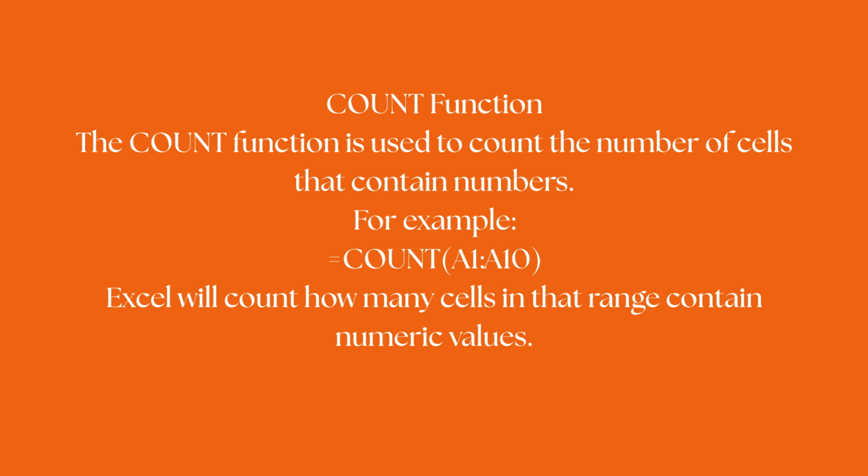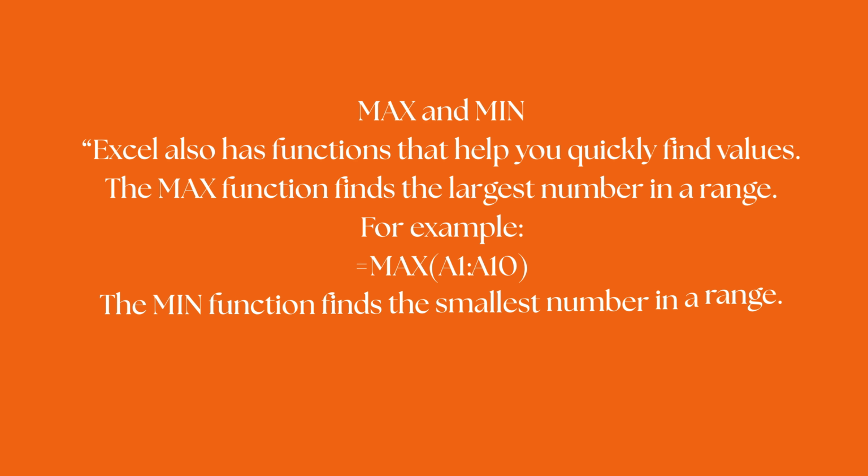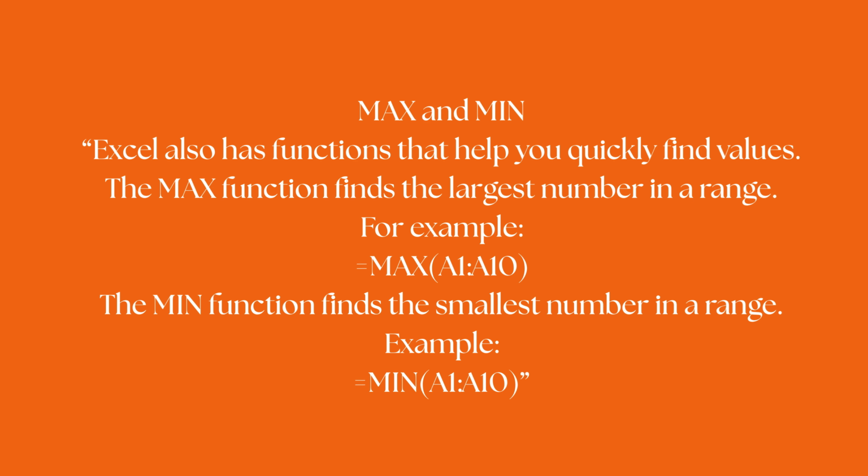The next function is the COUNT function. Now, the COUNT function is used to count the number of cells that contain numbers. For example, if you have numbers in cells and there are so many and you want to know how many there are, you can just use the COUNT function. Then we have MAX and MIN, which are short for maximum and minimum. These functions are used to help find values quickly. The MAX function finds the largest number, while the MIN function, which is minimum, finds the smallest number.